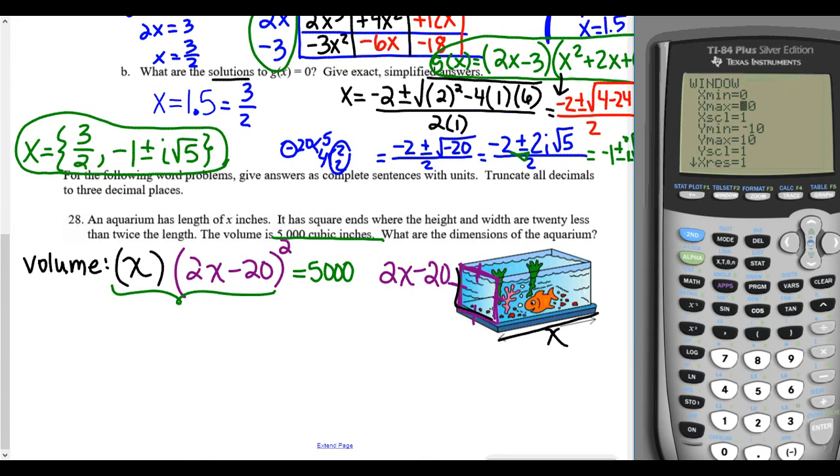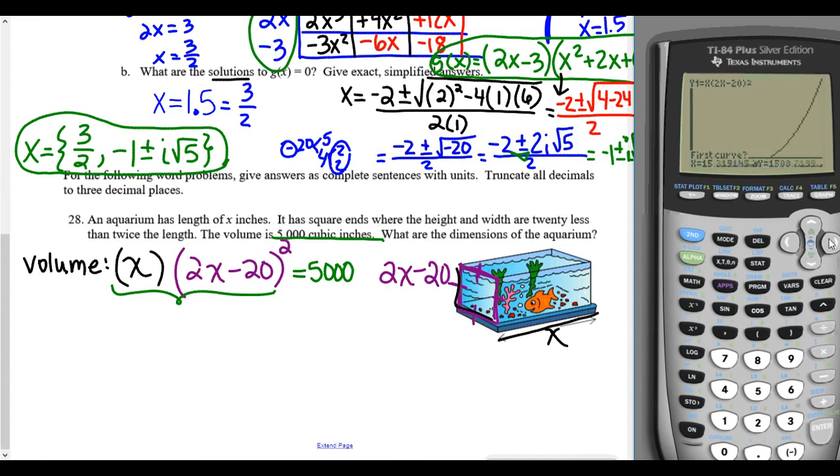And then how big do you think an aquarium would be? I don't know, it's not going to be more than like 3 feet maybe. I'm going to try 30 and see what happens. So I put in an x min of 0, an x max of 30, and then I can go to my zoom fit or my zoom auto, which is 0. And there's my picture. I can see clearly where these 2 are going to cross, so my domain looks good enough.